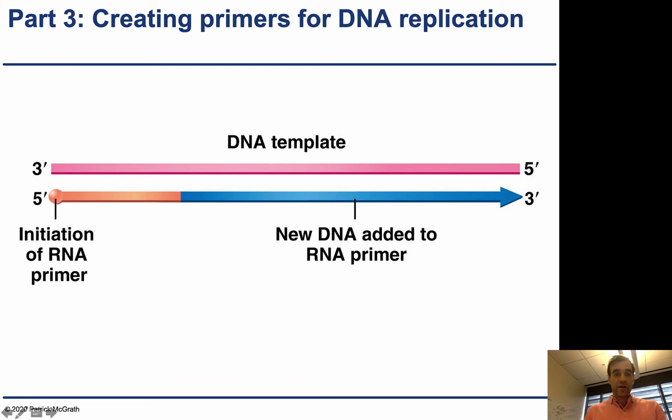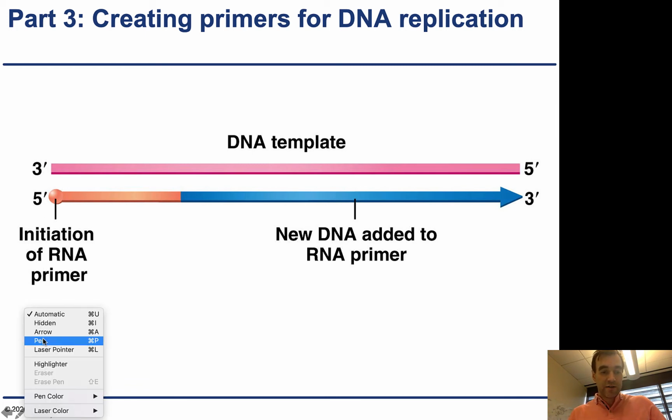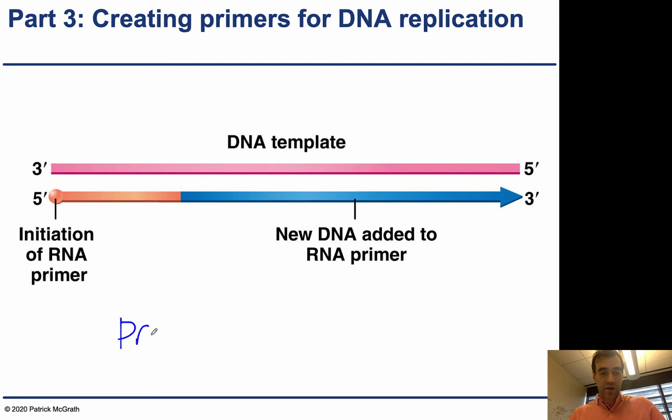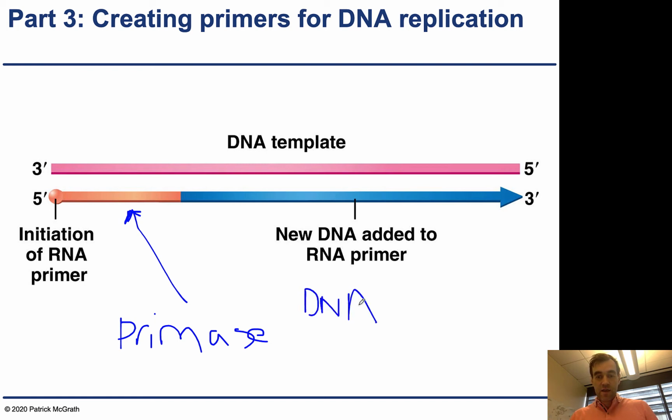Actually, I guess it's already right here. So we have the DNA template right here. And so the primase has come in and created a piece of RNA that's complementary to it. And now DNA polymerase III is able to come in and then extend from that.